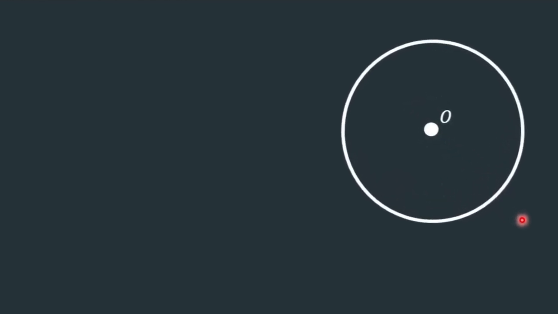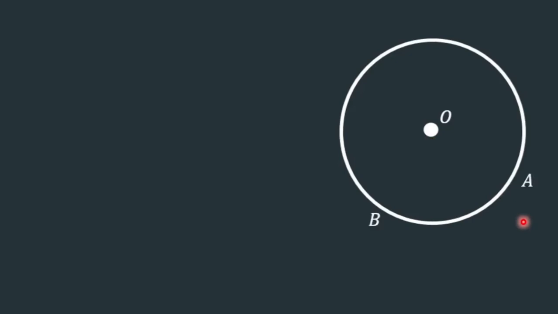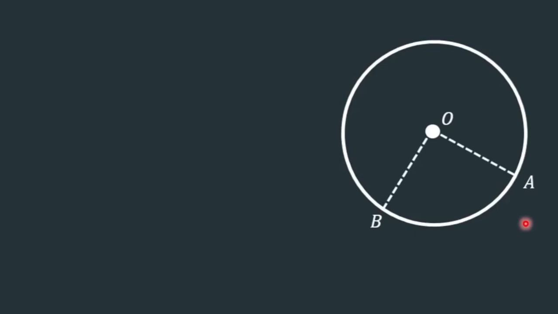I consider a circle with center O and I take 2 points on the circumference, point A and point B, and I connect point A to O and point B to O. Then the angle subtended at O I denote with alpha, and I join A and B to construct a chord AB. Now this chord divides the whole circle into two segments, one the major segment at this side and the other minor segment at this side.